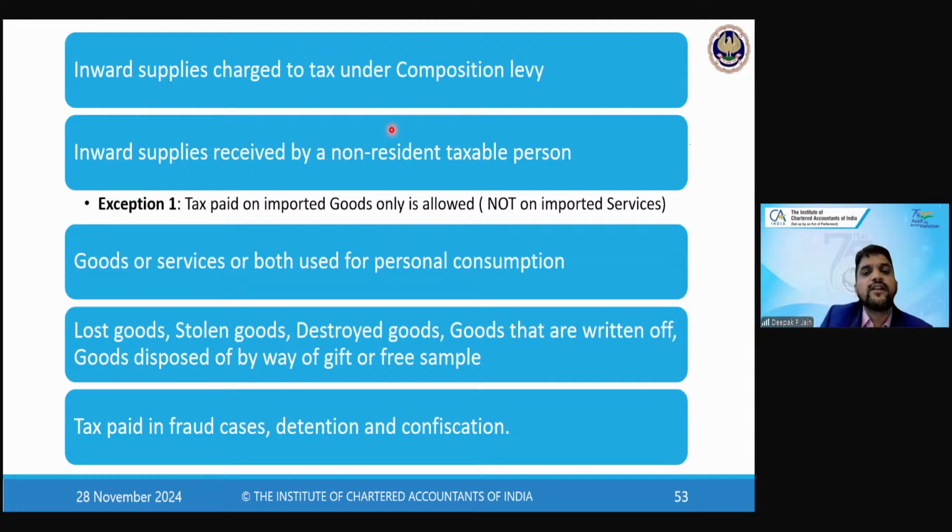How will a non-resident get credit of goods? Whatever they purchase, whatever they bring from outside India, correct? If they are importing, then they'll pay customs duty, no? Then along with customs duty, whatever IGST they pay, they will get the credit of that because they have to get it through the customs route itself. So only when they are getting it through the customs route and IGST is being charged, they can get the credit.